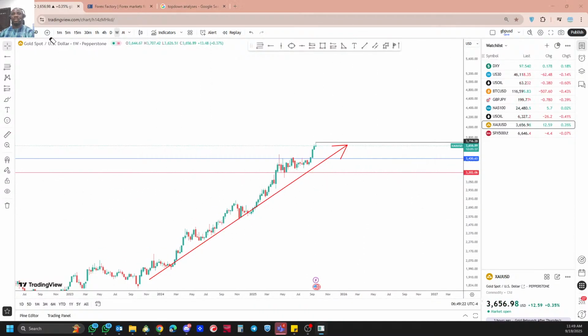And let me remove this as well. I think that's just the majors that we have on the weekly. Nothing, just to give us the bias and the direction of where price is going.